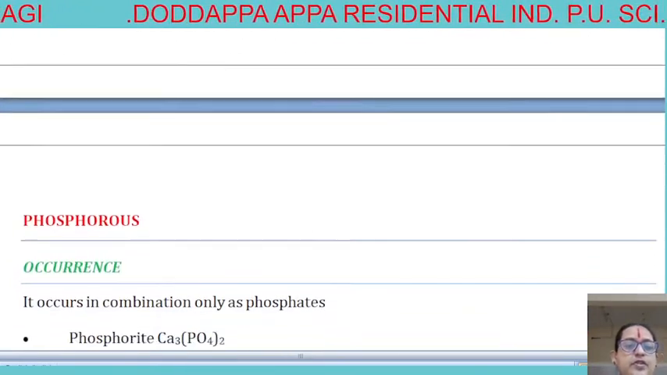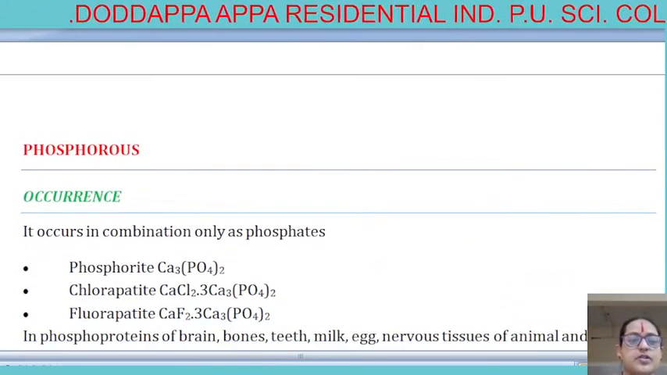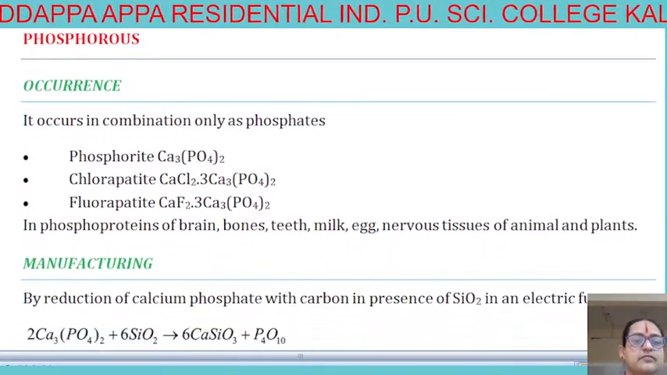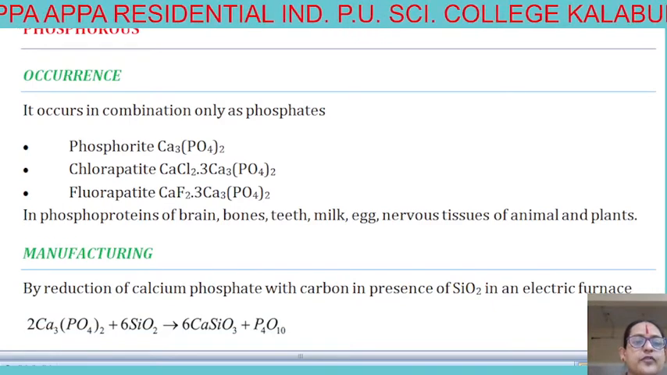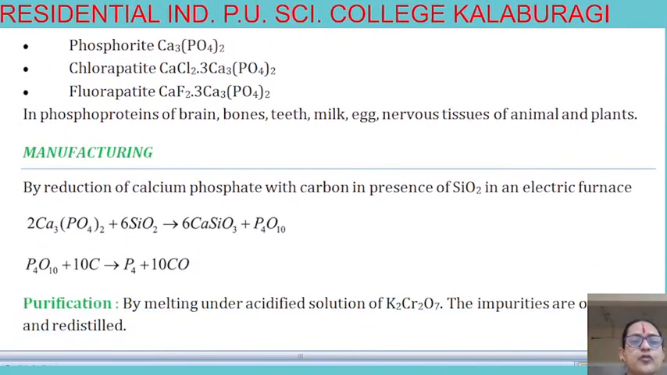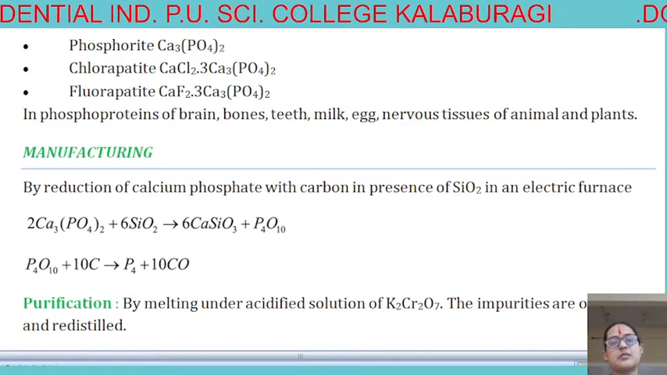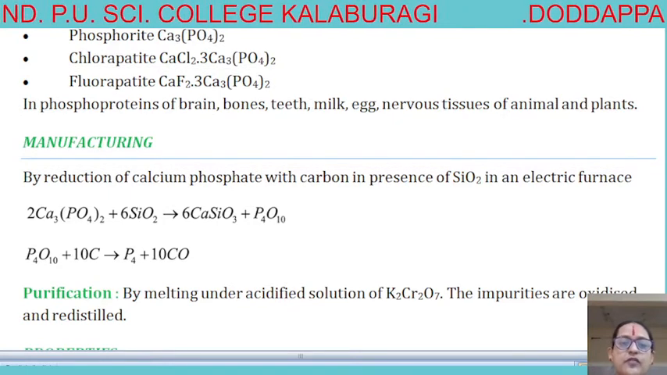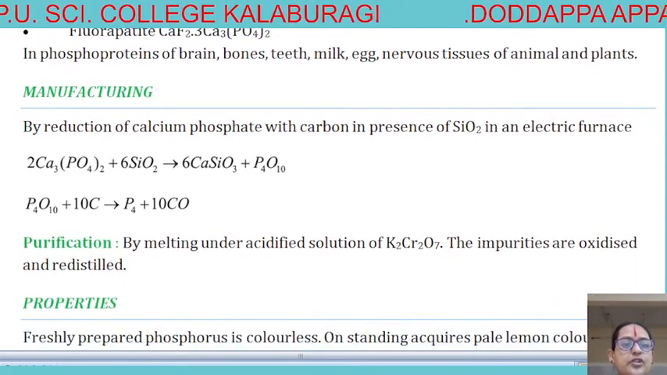Next compound we have to study is phosphorus and its occurrence. It occurs in combination only as phosphates: phosphorite, chlorapatite, fluorapatite, and phosphoproteins of brain, bones, teeth, milk, egg, and nervous tissues of animals and plants. You can find its occurrence. Manufacturing, how to prepare it.